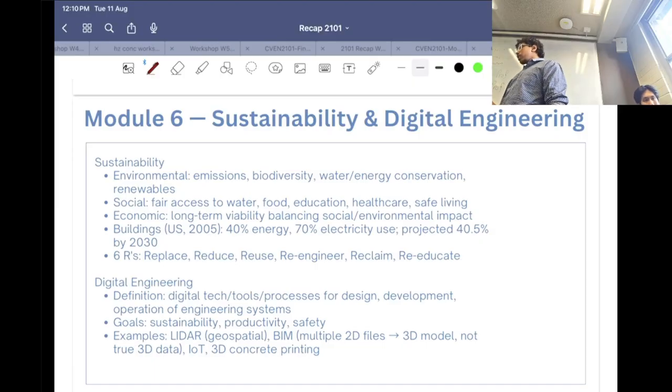Then we've got digital engineering. So this is more about how engineers collaborate, so the digital tech, tools, and processes for design and development. They have this big screen on the lecture slides where it has the kind of mind map. I like using that to visualize it, but it really isn't that complicated.